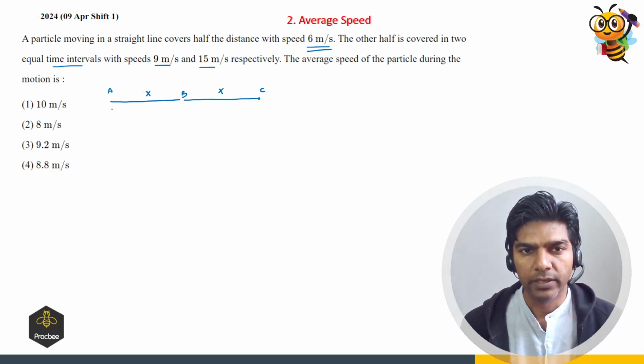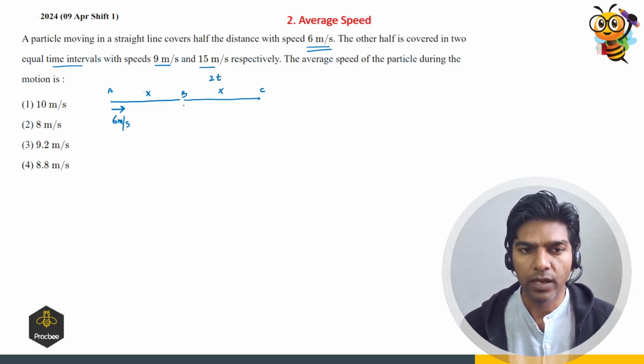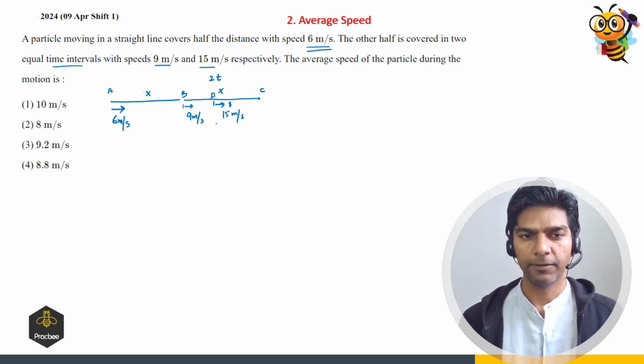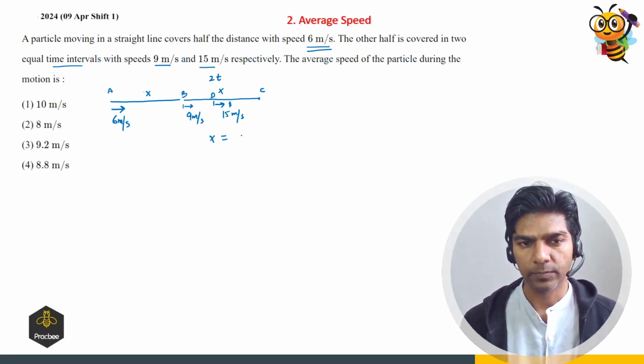So from A to B, the particle is covering this x distance with speed 6 meters per second. And let us say from B to C, the time taken is 2t, right? Let us assume that from B to C. So for half the time interval, let us say this distance is covered, let us say BD, right? So BD is covered with a speed 9 meters per second, and DC is covered with 15 meters per second. So B to D time is t and D to C time is t. So we can say x is nothing but speed into time.